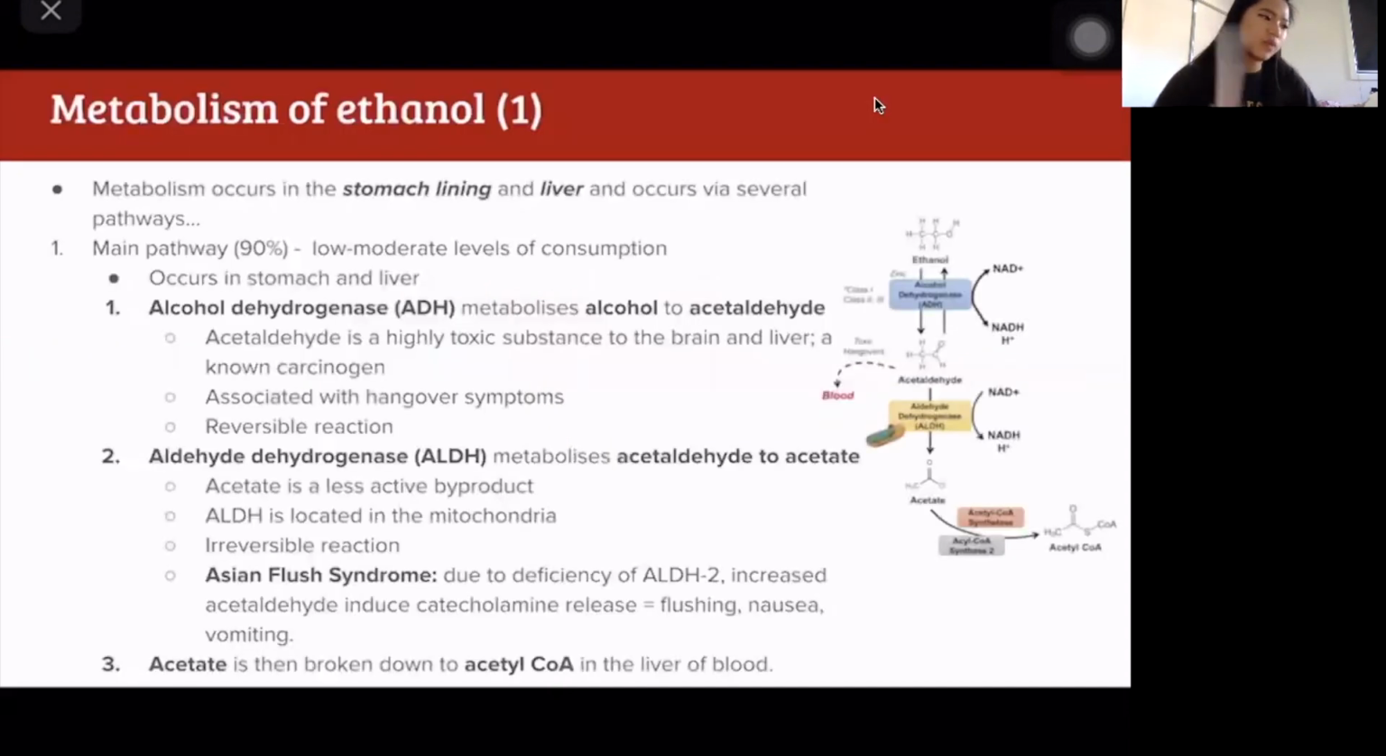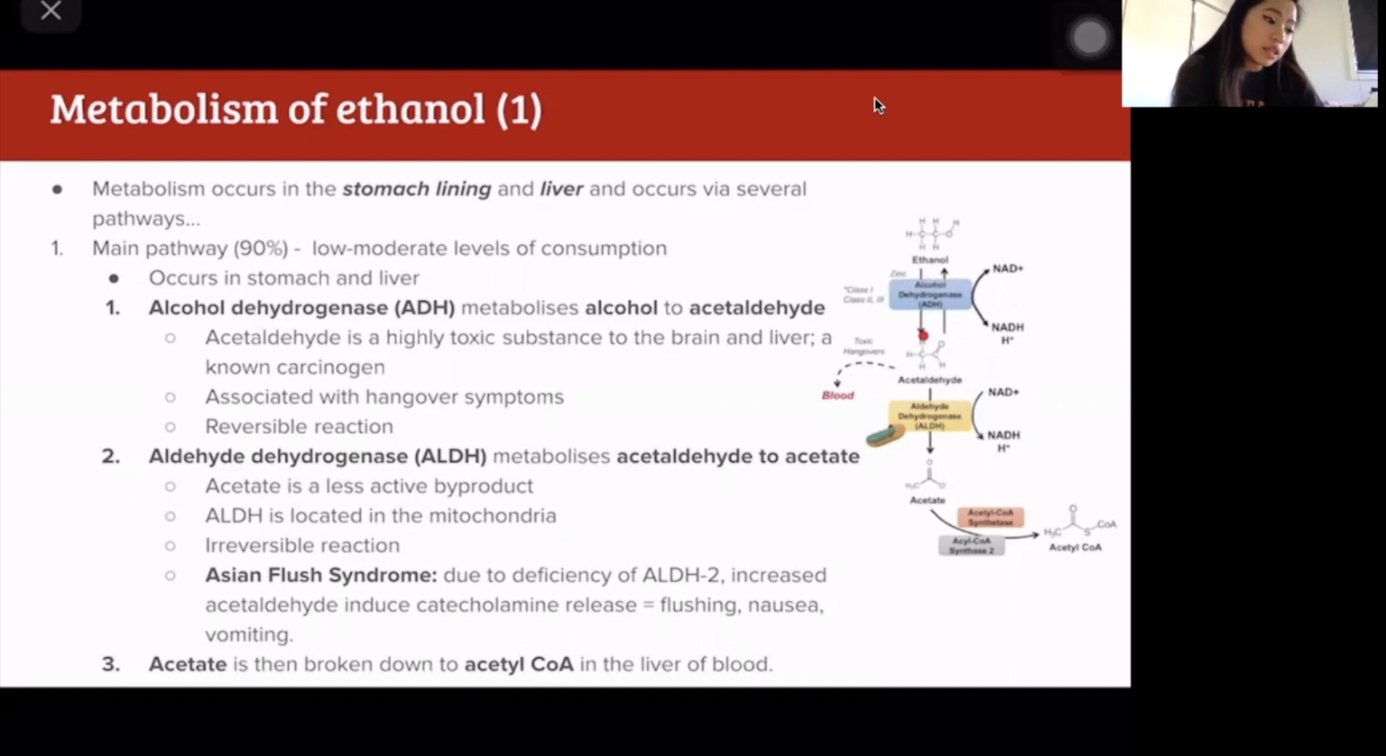So the metabolism of ethanol occurs in 2 pathways, and it occurs in the stomach lining and the liver. So the main pathway, about 90% of it, occurs in the stomach and liver, and it happens when you only drink low to moderate levels of alcohol. So first, alcohol is converted to acetaldehyde by this enzyme called alcohol dehydrogenase.